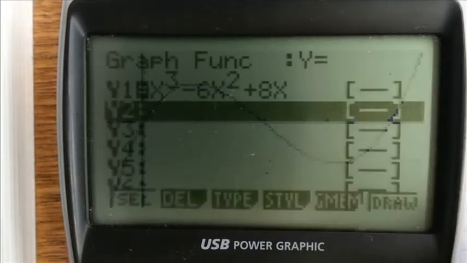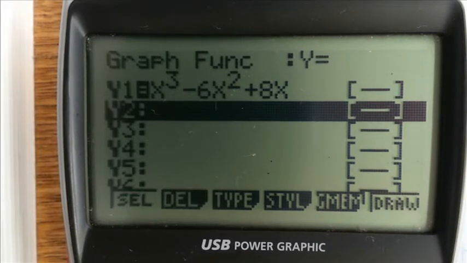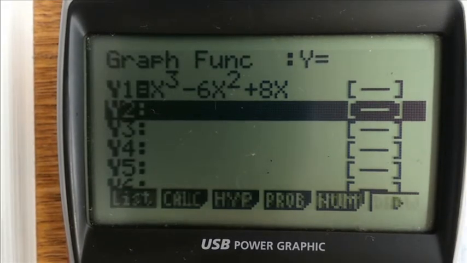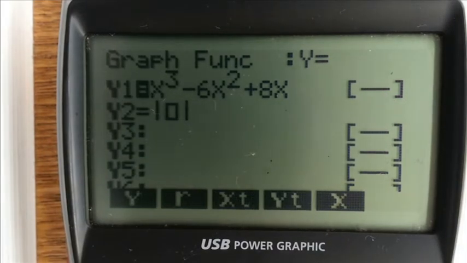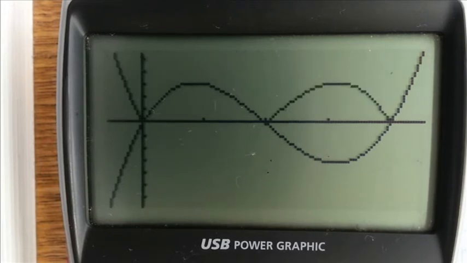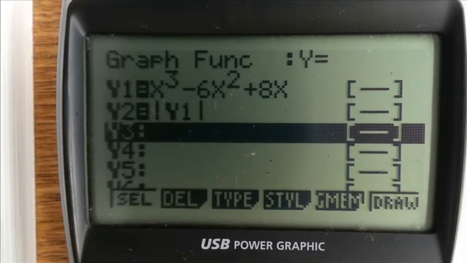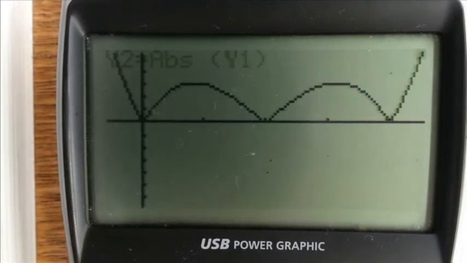So what we can do is draw the absolute function. So that's the modulus of my velocity. So if I go for option, number, then ABS, there's my absolute function, and I want y1. So I can press F1 for the y, and then 1. And if I draw both, there's the original graph, and you can see that overlaid is the modulus. Let me go back and I shall deselect the original function and just draw the modulus function.